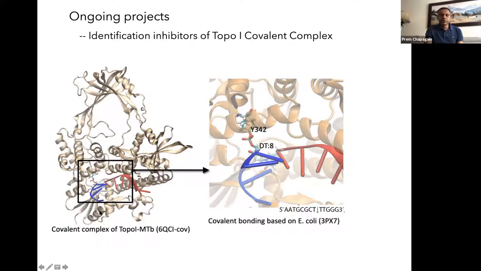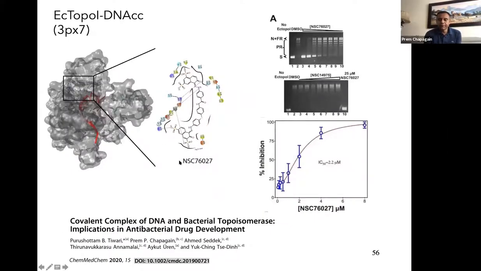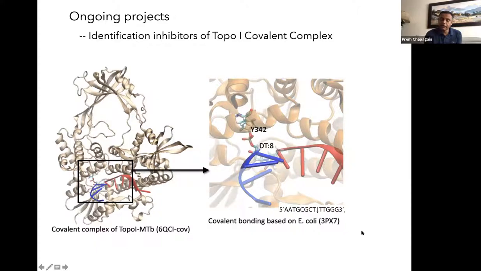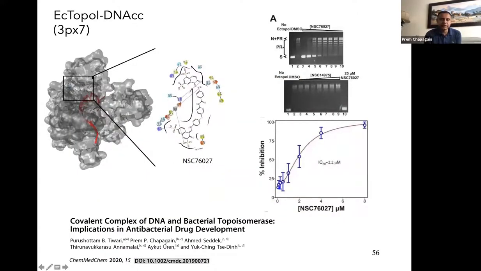There was no crystal structure of the covalently bonded DNA and topoisomerase for the mycobacterium topoisomerase, but we designed that from the E. coli topoisomerase, in which the covalently complex structure is available. This down arrow here is the cleavage site. For E. coli topoisomerase itself, we had done some drug screening already. We took the covalently complex structure and did the drug screening with a very small library, about 2,000 compounds. And we were able to come up with one compound that showed good activity.